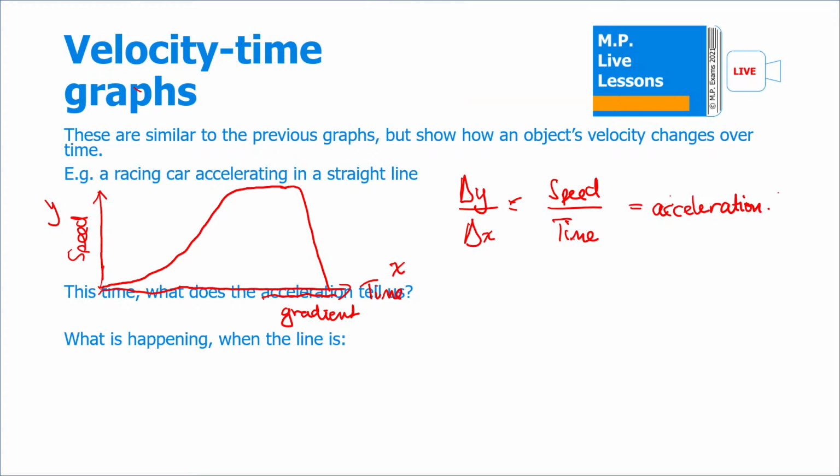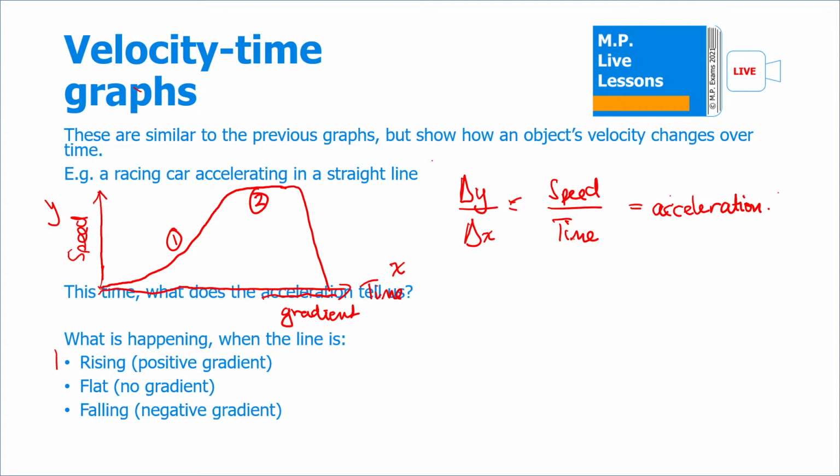Now, what is happening, let's say, when the line is rising, like this, flat, or falling, having a negative gradient. So when the line is rising, the object is accelerating. When the line is flat, it is at a constant velocity or speed. And lastly, if it's falling, it's decelerating.